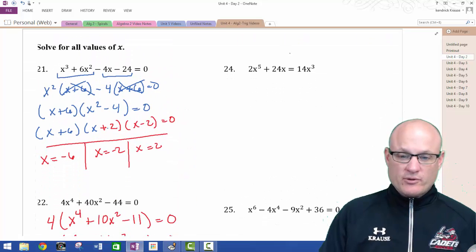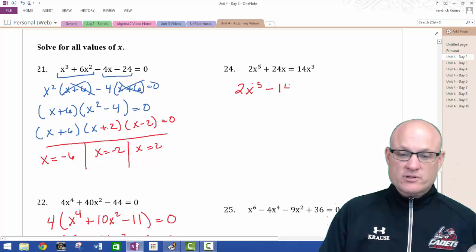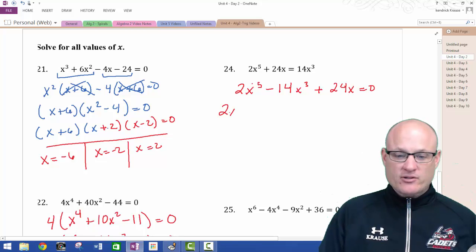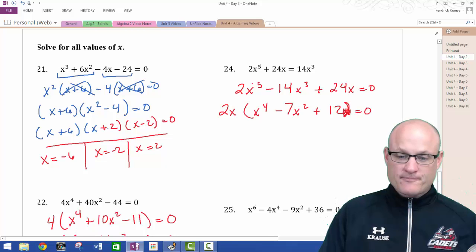First things first, we are going to bring the 4x cubed over and put it in the right place. I'm a little nervous, but I think we're okay. 2x to the 5th minus 14x cubed plus 24x equals 0. Take out a 2x. I think this is going to turn out to be okay. x to the 4th minus 7x squared plus 12. No, we took the x out. I'm not taking out the eraser, too much work. Ah, this one's easy.